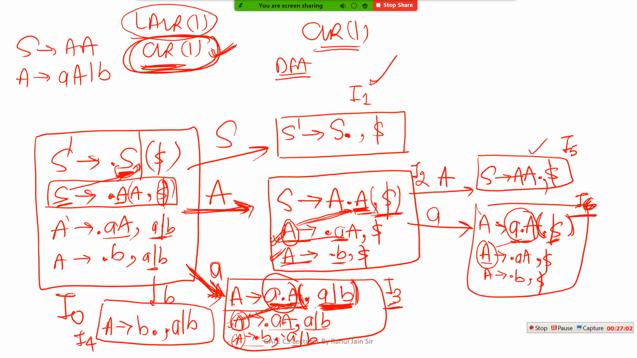Guys, is the I6 step clear to all candidates or not? Please comment so that I can proceed further. Is I6 clear to all candidates?